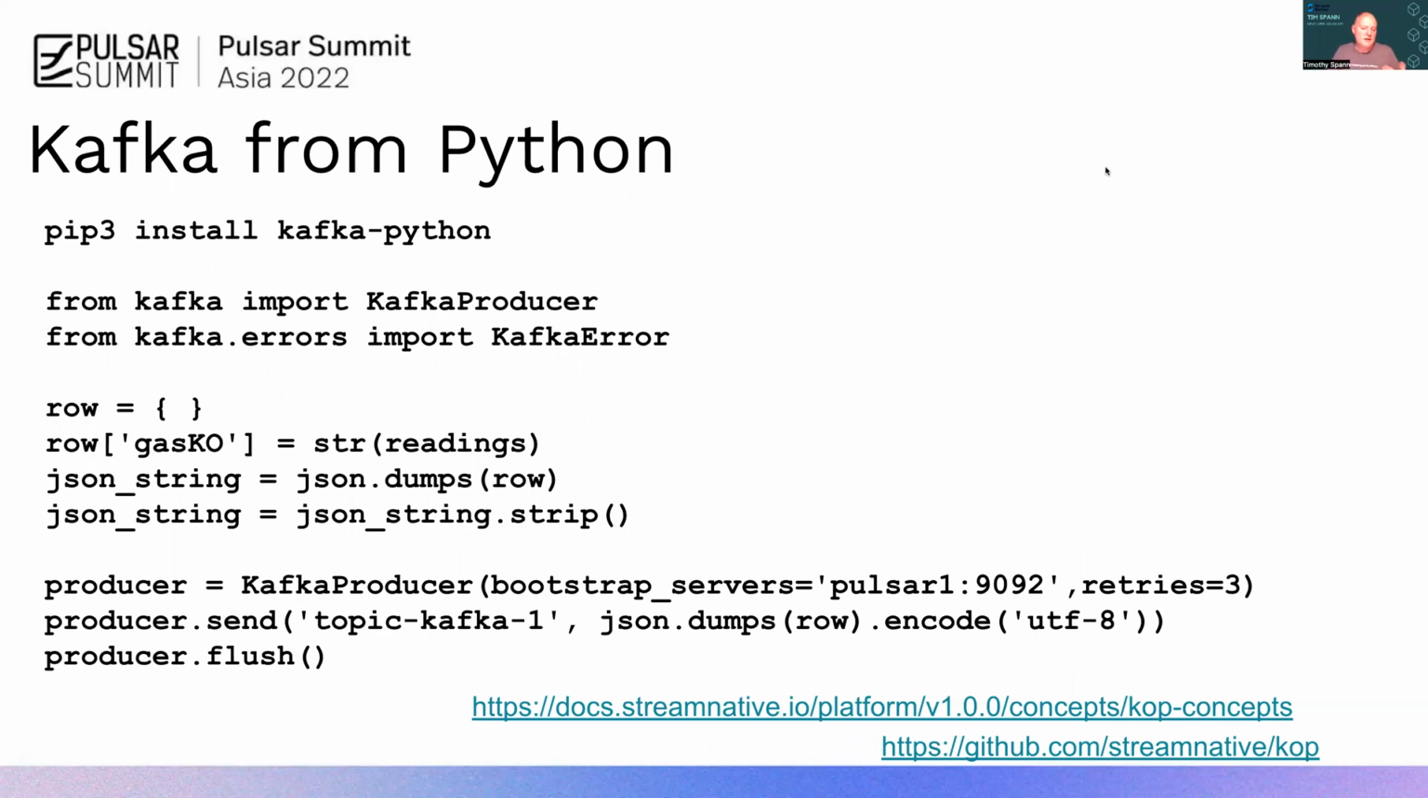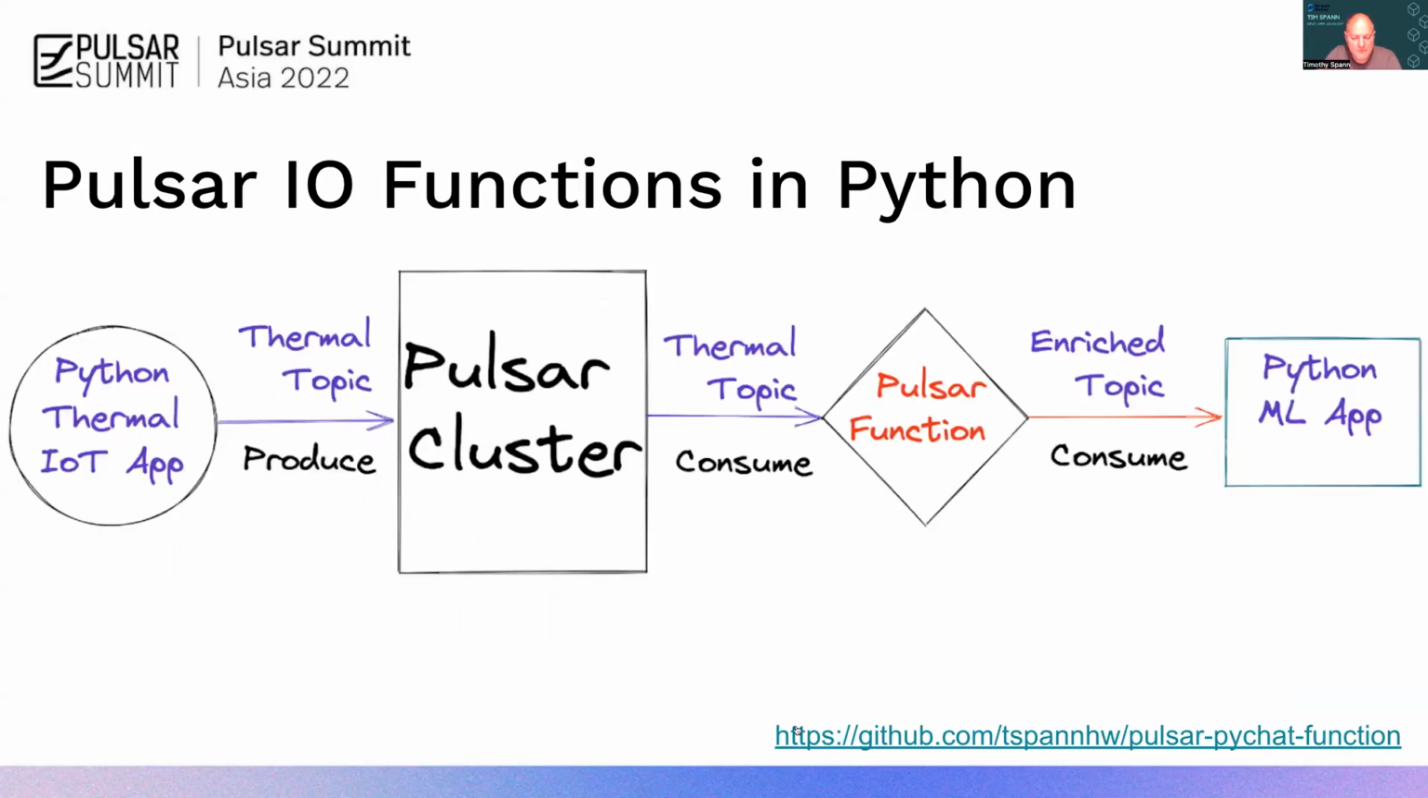Can also use the Apache Kafka library. Install that one. We import the Kafka producer. Pretty easy. Point it to Pulsar. Again, we have to have KoP running, which is Kafka on Pulsar. Make sure you got the right ports there. Everything's open. Kafka is a little trickier than other ones. I've got some links to KoP there. Send the data over. Flush it when you're done. Pretty easy way to get your data to Pulsar.